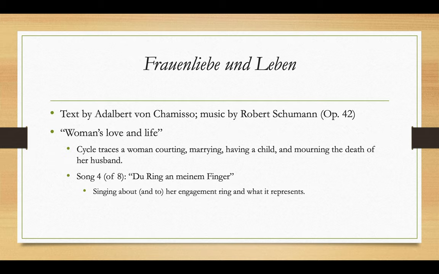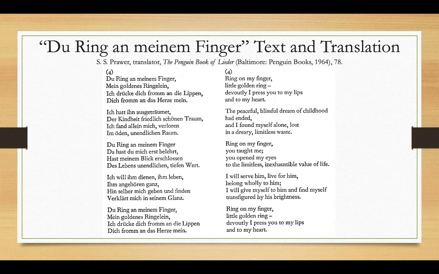The song that we'll be looking at in particular is the 4th in the set, called Du Ring an meinem Finger. So basically, it literally translates to ring on my finger, and the du is signifying that she's actually talking to the ring itself. So this is her singing about and to her engagement ring and what it represents in the course of the relationship. The translation here is by S.S. Prower from the Penguin Book of Lieder, as you can see in the citation.